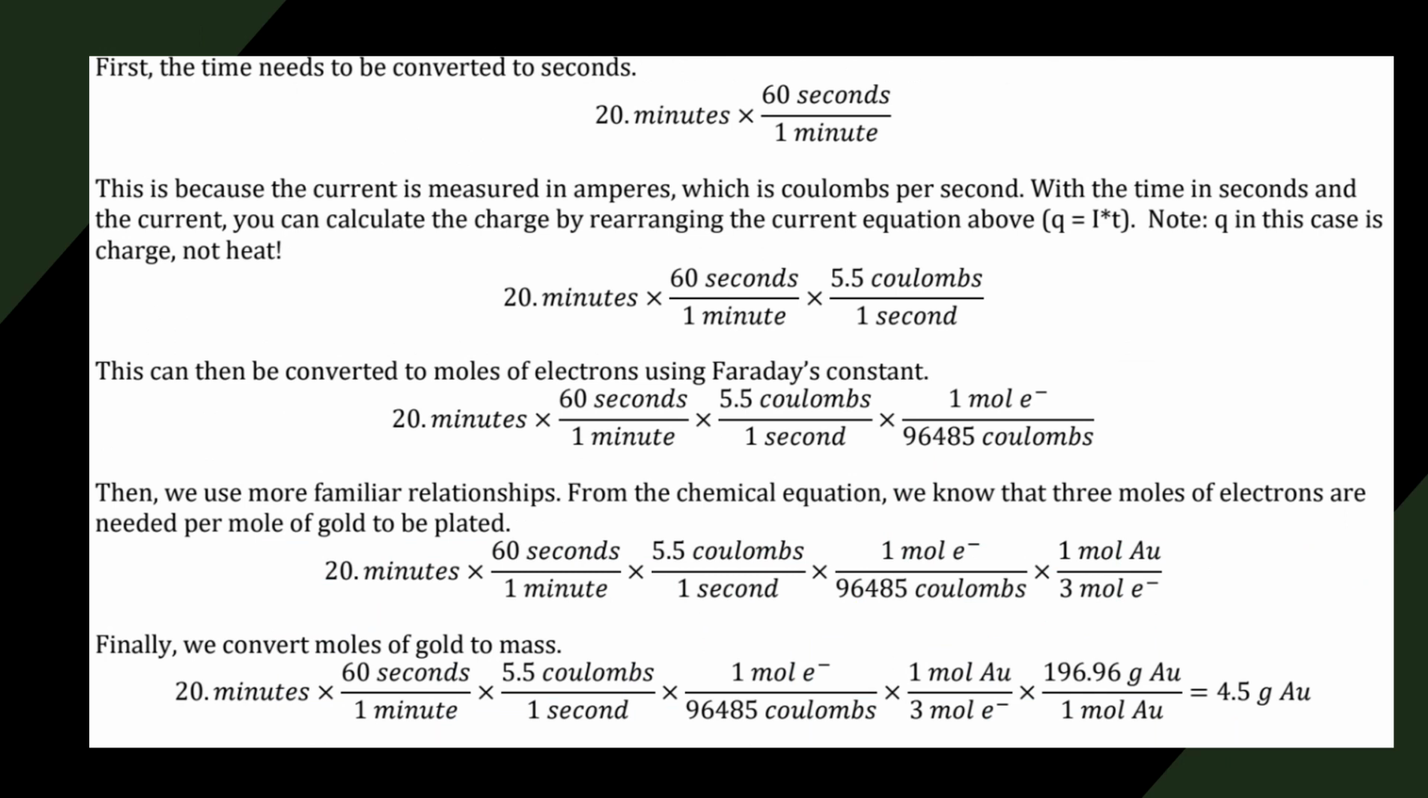So this is a little more broken down. We convert 20 minutes to seconds. From there, our minutes cancel out, and we're going to be in coulombs by using our current, amperes or coulombs per second. From there, we convert coulombs to moles with Faraday's constant. From there, we convert moles of electrons transferred to the moles of solid gold, because we're talking about plating. Then from there, convert moles of gold to the mass of gold. Again, kind of blows my mind.